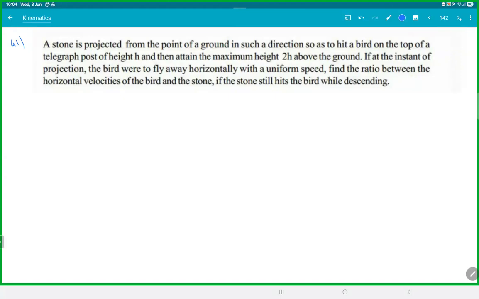Because tomorrow in the exam, you know what they will say? They will say the height of the telegraph post is h by 2. Done. The whole question has changed.